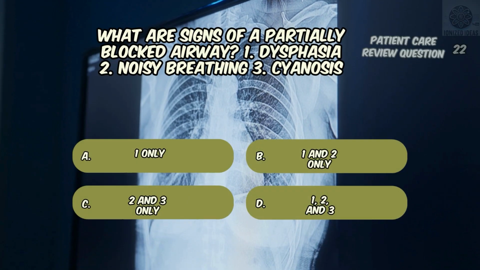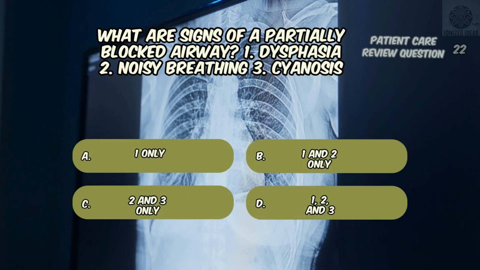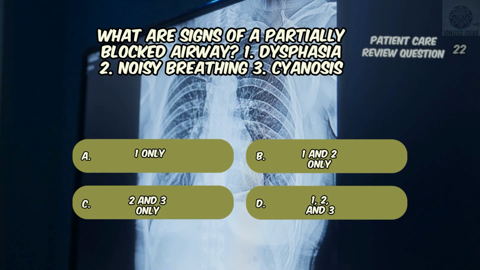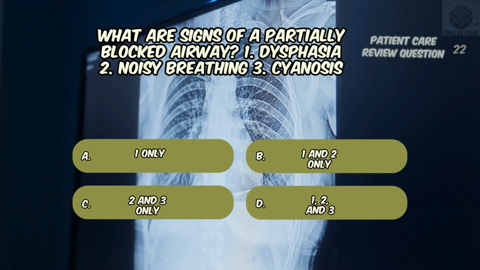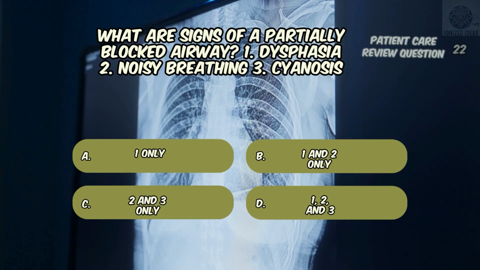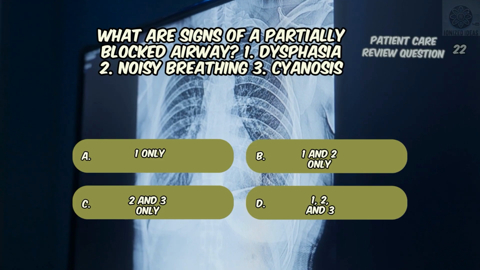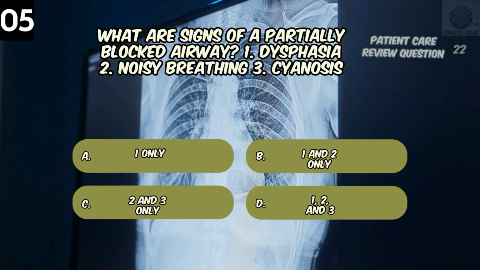What are signs of a partially blocked airway? 1. Dysphagia. 2. Noisy breathing. 3. Cyanosis. A. 1 only, B. 1 and 2 only, C. 2 and 3 only, D. 1, 2, and 3.